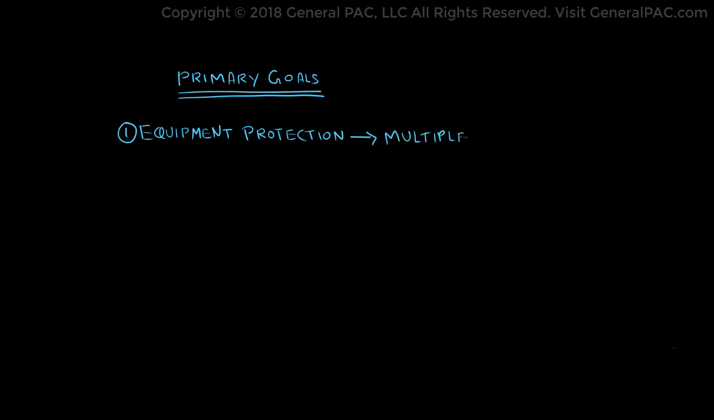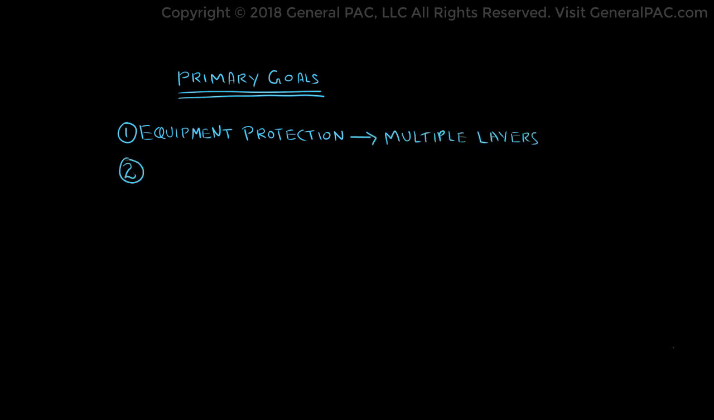There are two primary goals associated with coordination. The first one is to ensure equipment protection. This could be a cable, a motor, a transformer, generator, or a static load. Through coordination, we can achieve multiple layers of protection.